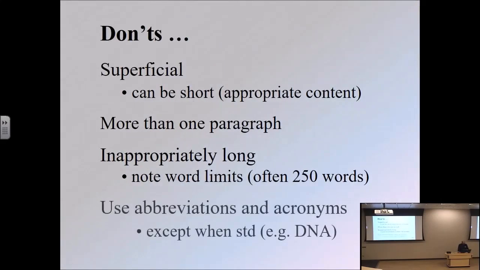Okay, other don'ts: don't use abbreviations and acronyms unless they're standard. DNA, everybody understands. But other abbreviations that you haven't yet defined, avoid them in the abstract. Otherwise somebody reads it and says, I don't know what that's referring to. If I was writing a paper about second harmonic generation, and I just said SHG imaging, somebody would go, what is that? I have no idea what that is. Because remember, the abstract often will stand alone.